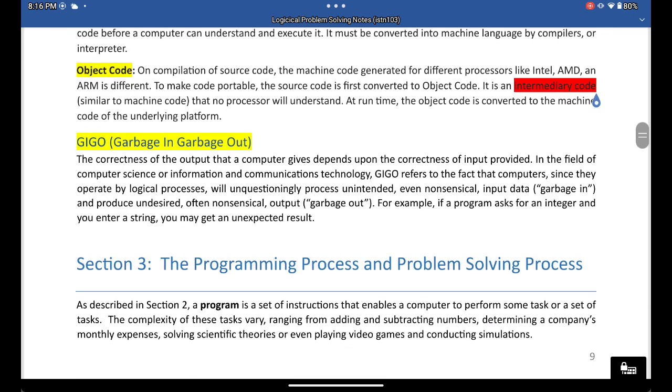Garbage in, garbage out, makes sense. If you're a careless programmer and you make mistakes in the program, it will output mistakes. It's not because the computer is dumb, it's because of the programmer's mistakes. And that's it for this part of logic.